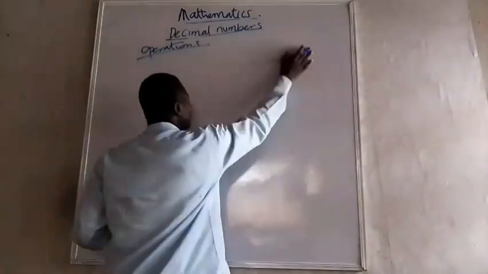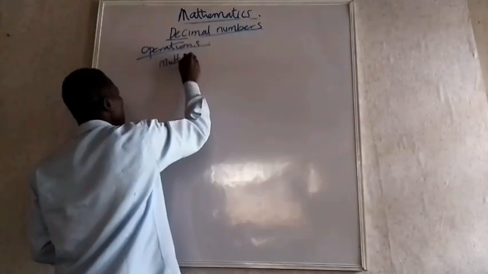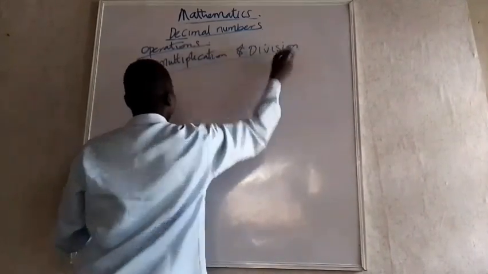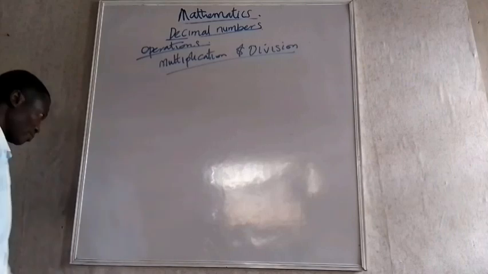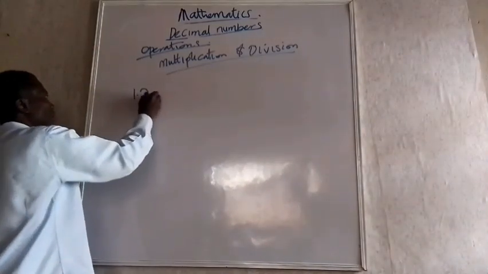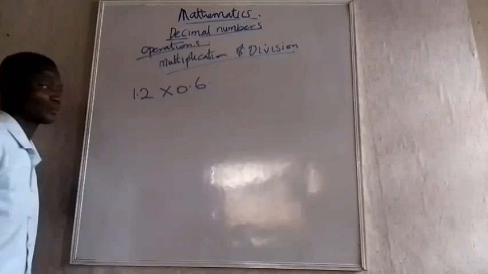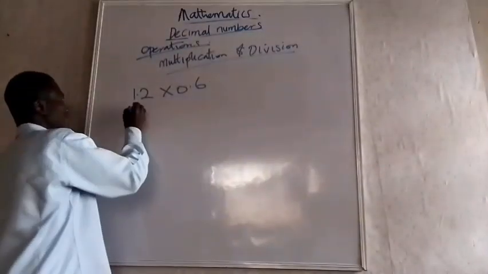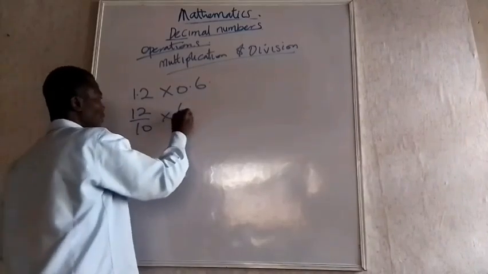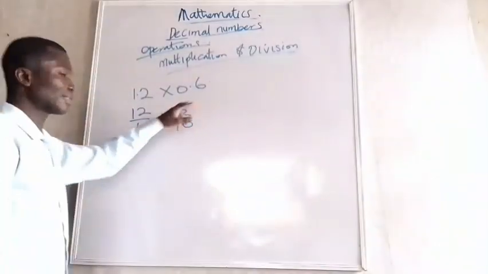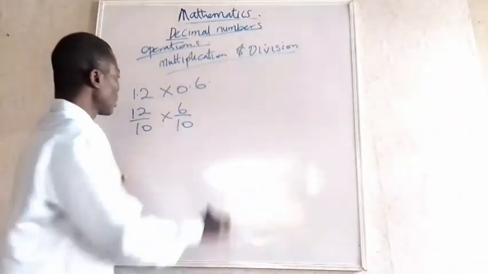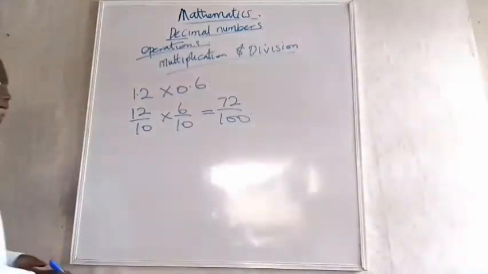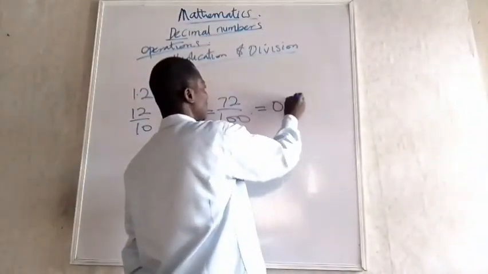Let's look at multiplication and division. Let's look at multiplication now. Let's assume I want to multiply 1.2 by 0.6. If you look at this, it's the same thing as 12 over 10 times 6 over 10. Take note of this. 6 times 12, 72. 10 times 10, 100.